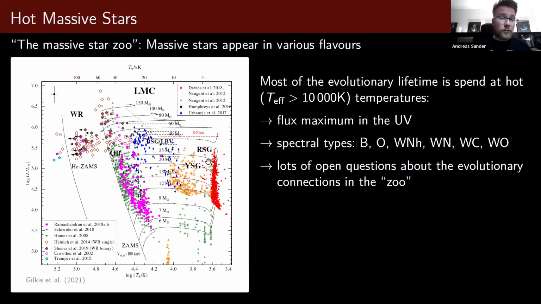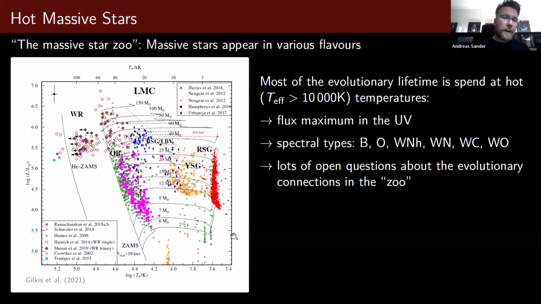Of course, there are also cool massive stars like the red supergiants and the yellow supergiants indicated here, but you can already see the bulk of the main sequence, and then a lot of stuff around it is quite hot. And so their flux maximum is in the UV, which makes them interesting ionizing sources, and they come in various spectral types, from B stars, O stars, over various flavors of Wolf-Rayet stars. And as I mentioned initially, there's lots of open questions.